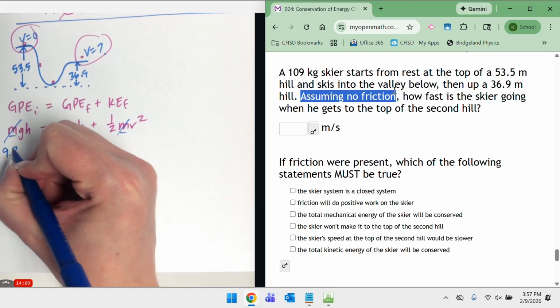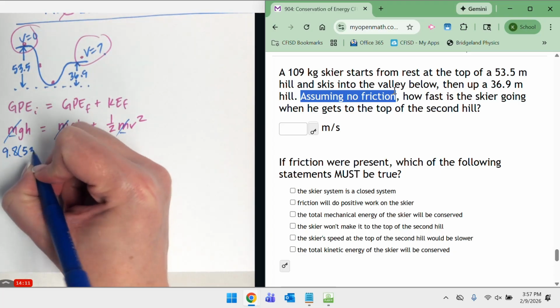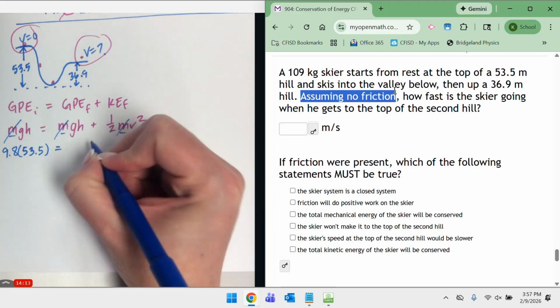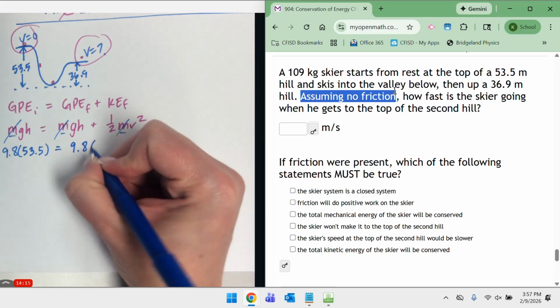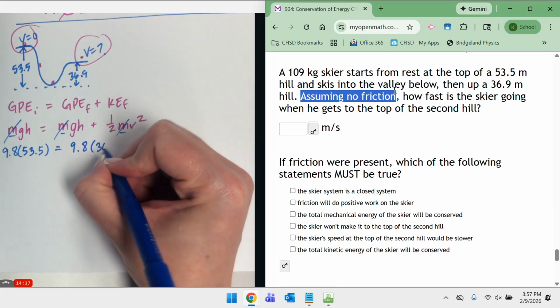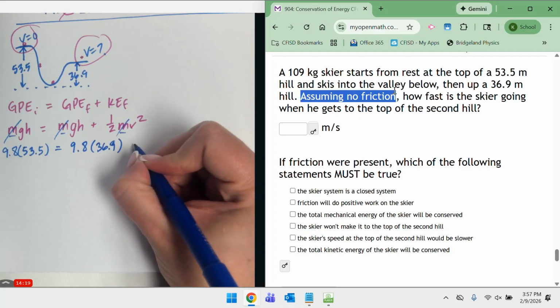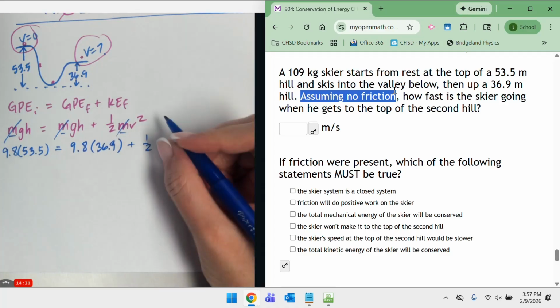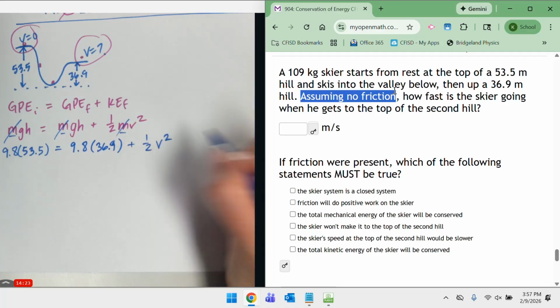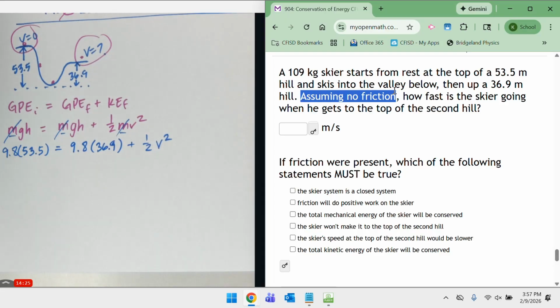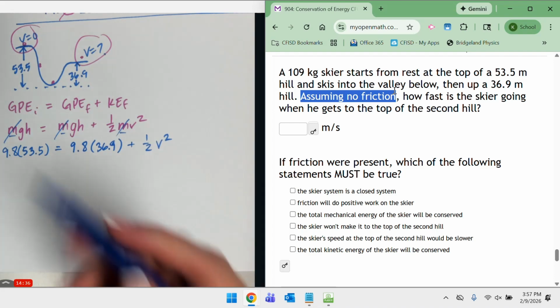G is 9.8. The height initially is 53.5. I'm going to set it equal to G, 9.8, times my second height, 36.9, plus 1/2 V squared. And that's what we're looking for, that V. So let's go ahead and solve the left-hand side of the equation. 9.8 times 53.5, and that is 524.3.